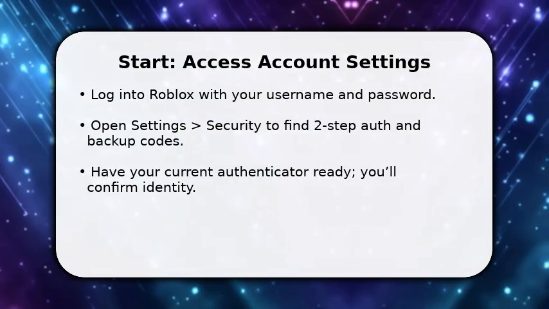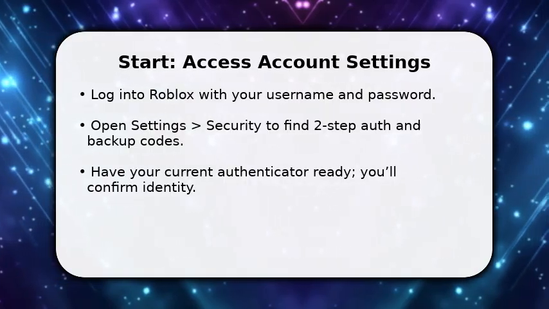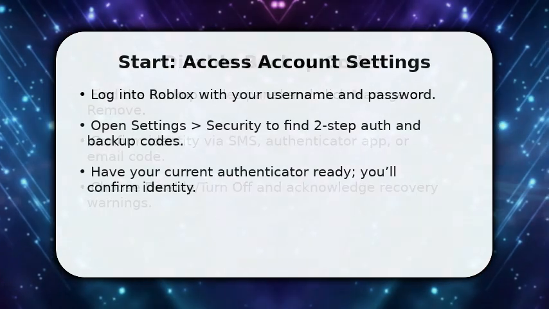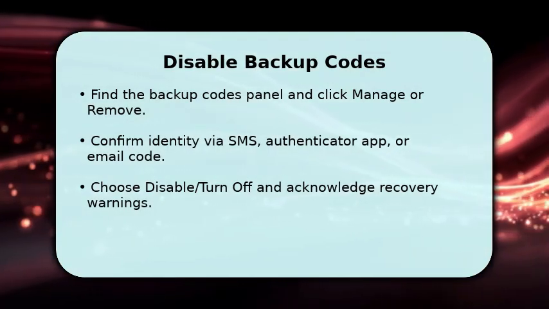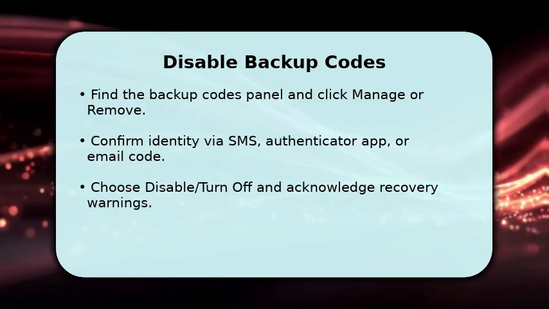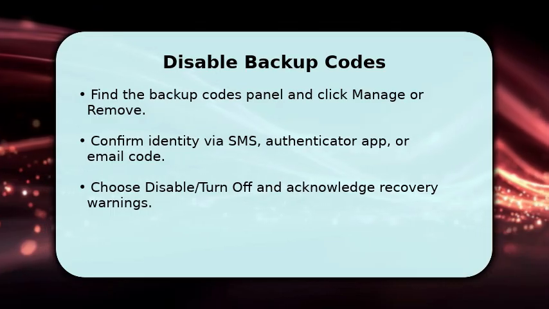If you see a prompt for code, enter it quickly. If not, continue to the next security options to prepare for removal. Once you're in the Backup Codes panel, click Manage or Remove to begin the disable process. You'll be asked to confirm identity, use SMS, the Authenticator app, or the email code you have set up.